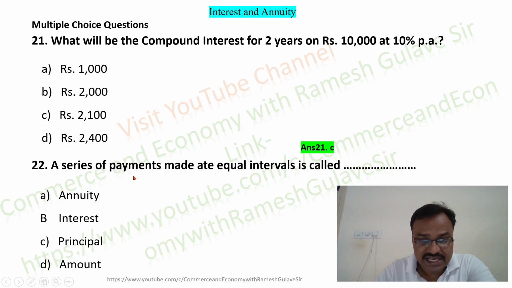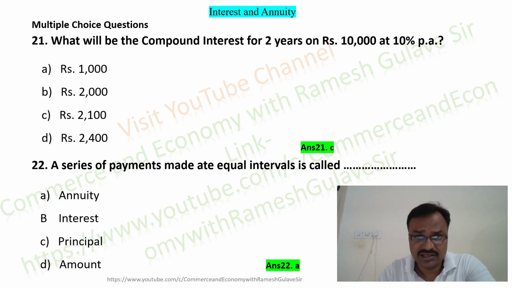See friends, a series of payments made at equal intervals is called an annuity basically. So here option A is the right answer. It is annuity. Annuity is like EMI. Basically it is a series of payments which is made at equal intervals. So here option E is the right answer.